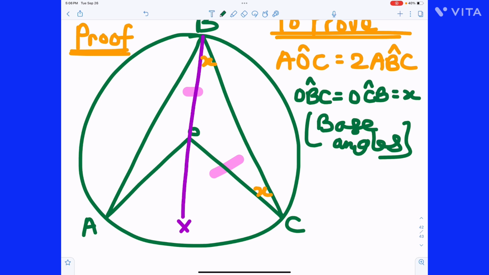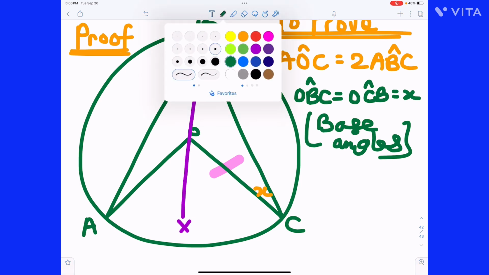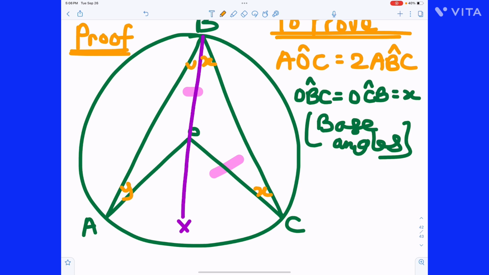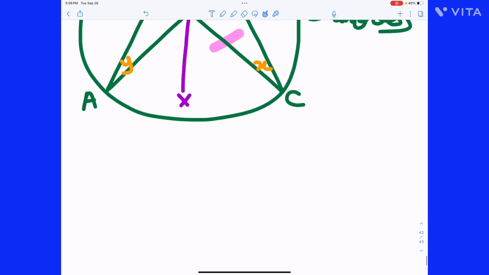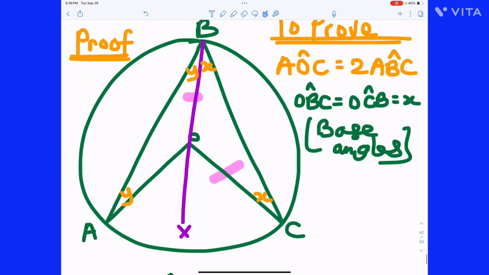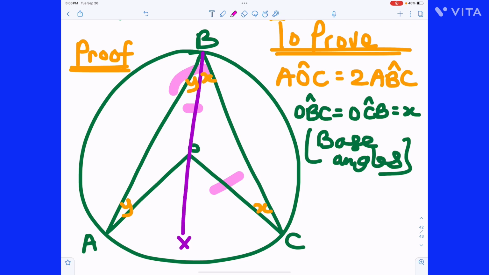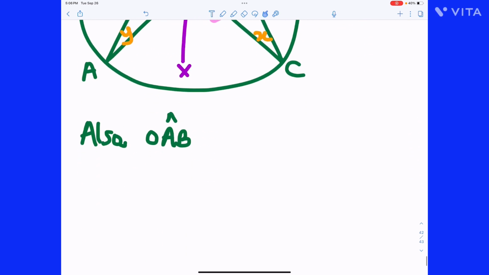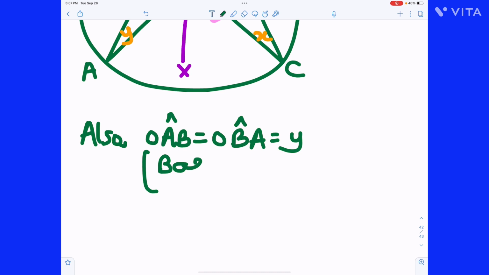Can you see that? That is the triangle on the right. Now come to the left. I can also name this place Y. That also means I can say angle OAB, this angle here, is the same thing as angle OBA, the angle here. So angle OAB is equal to angle OBA is equal to Y. The reason is the same. They are also both base angles of an isosceles triangle.